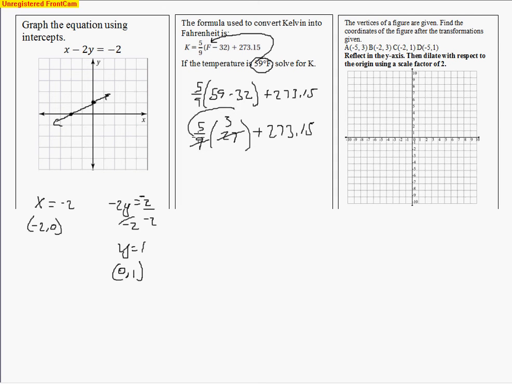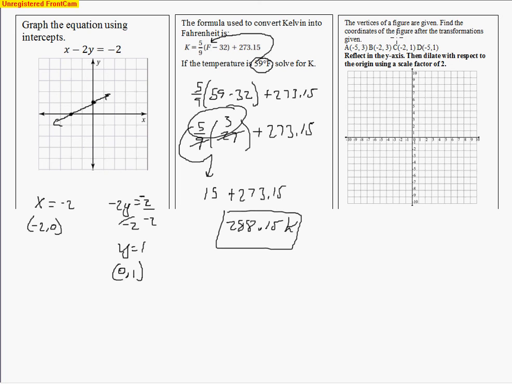And then I multiply across, and that gives me 15. So all I have to do is add 15 to 273.15, and I get my answer. So that makes 288.15 Kelvin. So there's my answer. Let's take a look at the last one.